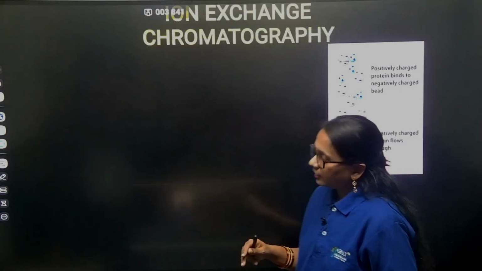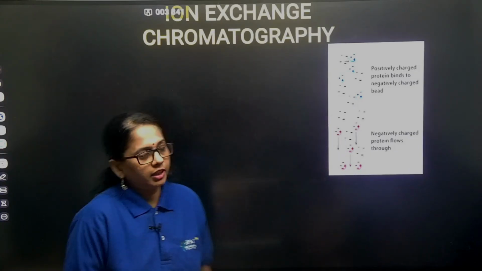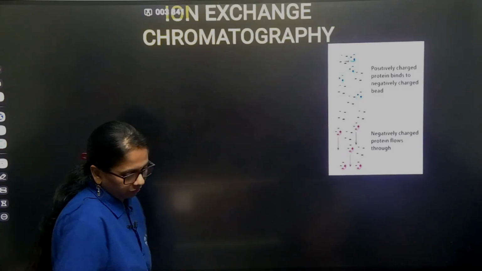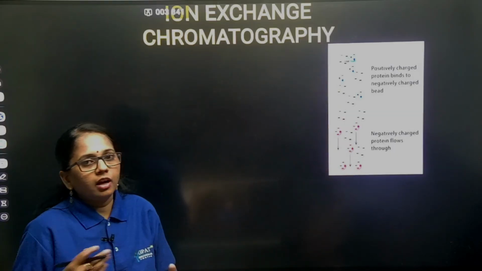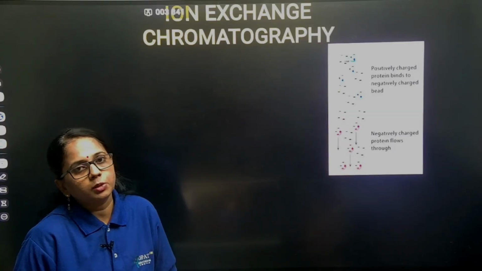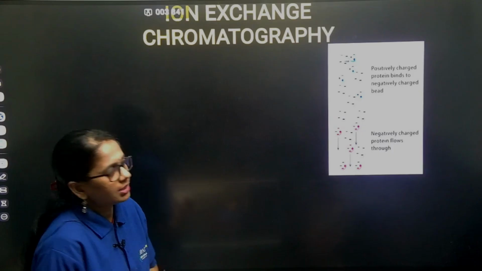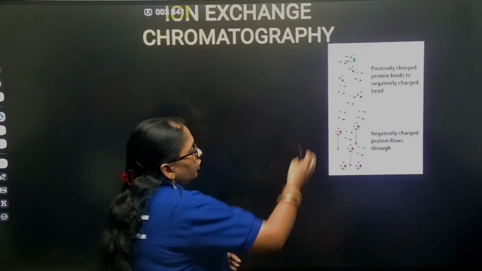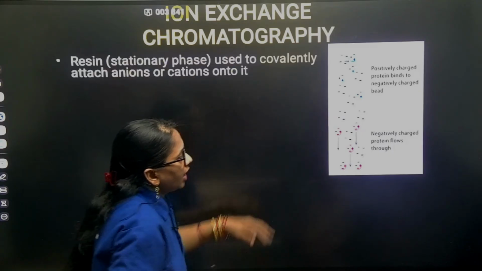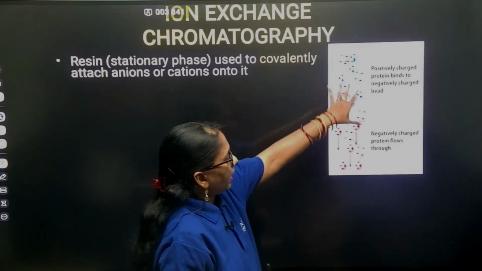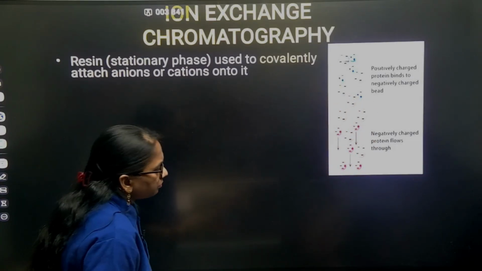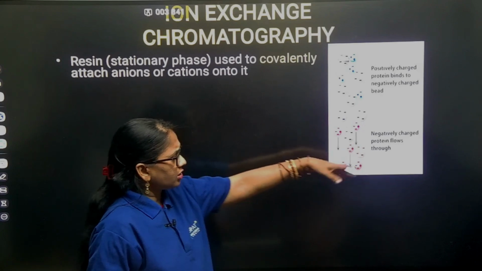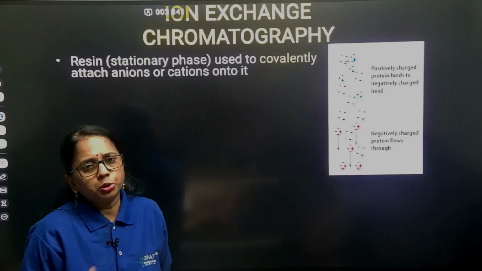Another type of chromatography technique is called ion exchange chromatography. It is based on the exchange of ions, because the mixture may contain both positively charged ions as well as negatively charged ions. If you observe, a positively charged protein binds to the negatively charged, opposite attractions, and a negatively charged protein is attracted towards a positive charge.